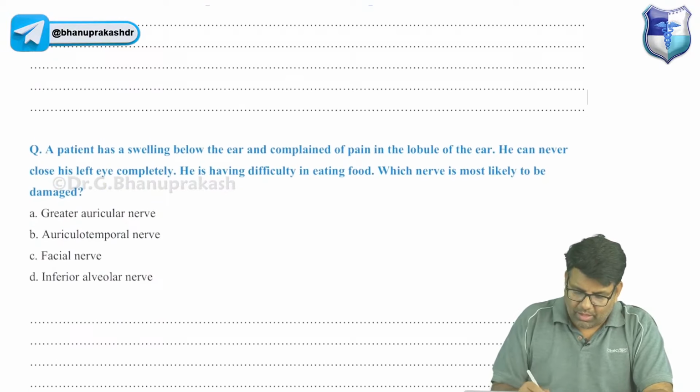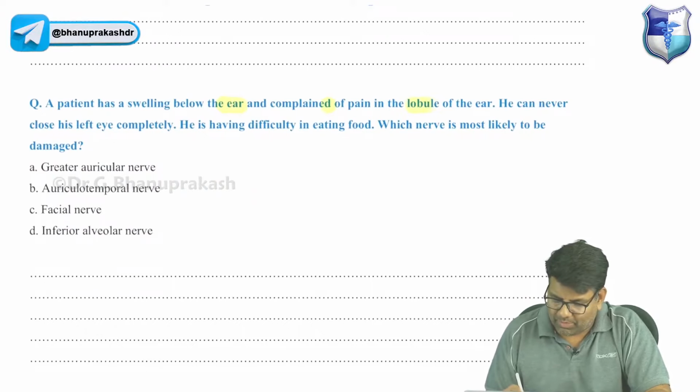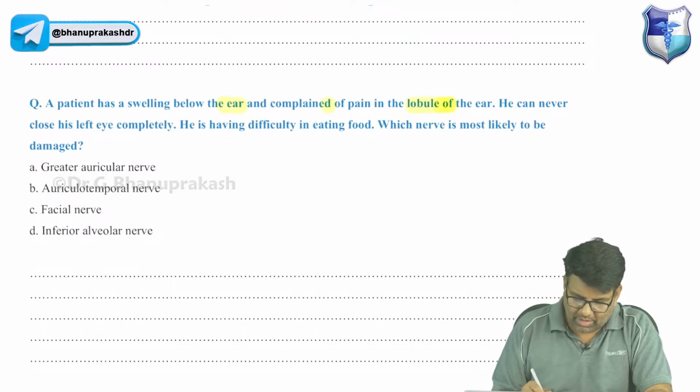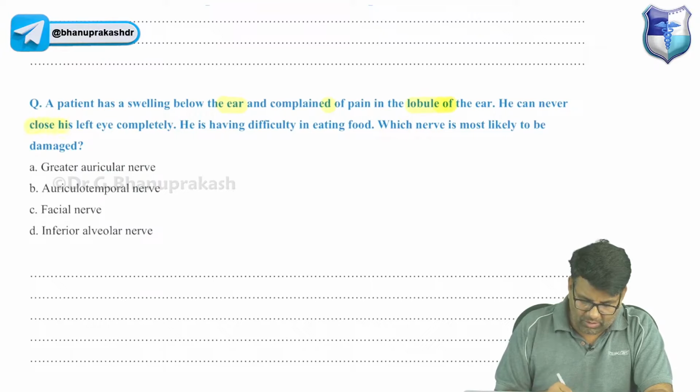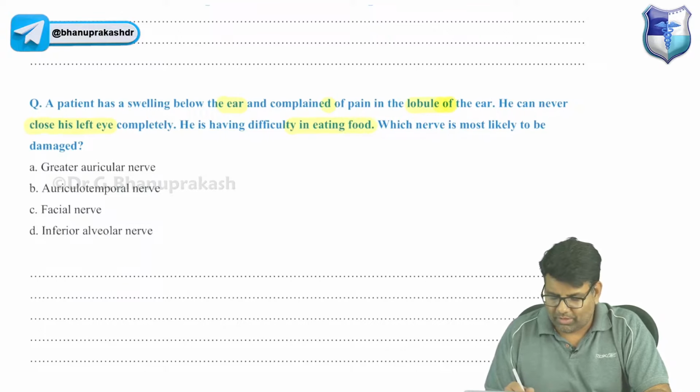Now, next question: a patient has a swelling below the ear and he complained of pain in the lobule of the ear, and then he cannot close his left eye completely and is having difficulty in eating food. Which nerve is most likely damaged?